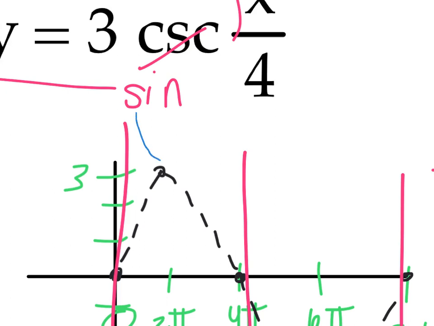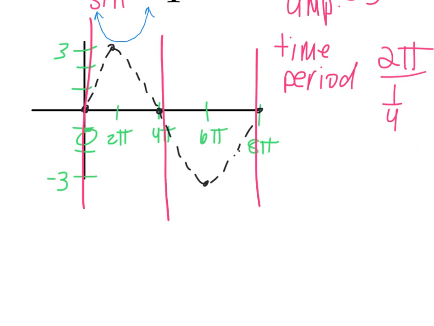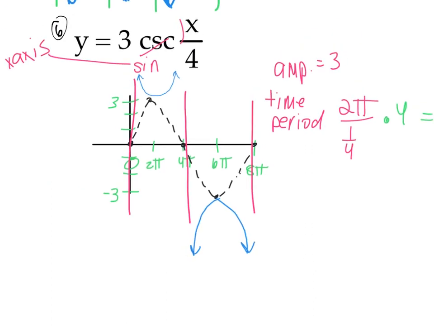So I would draw something that looked like this. In this section here, I don't want that black dotted curve. I want the flipped over version. So it looks like this. So tomorrow, if you give me an answer that looks like this, that is perfectly fine.